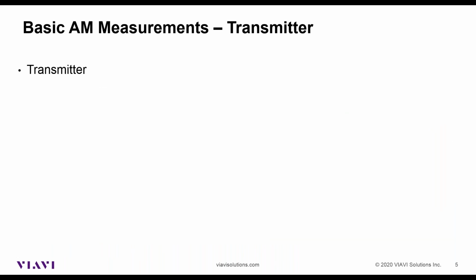So what measurements do we want to do on an AM radio? If we look at the transmitter, and again, you can correlate a lot of these measurements to exactly the same or similar measurements on an FM radio, or indeed, in some cases, digital radios. So we want to look at output power. Okay, so that's the first thing we'll have a look at. We want to look at frequency error.